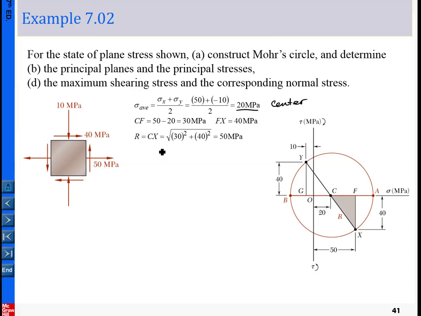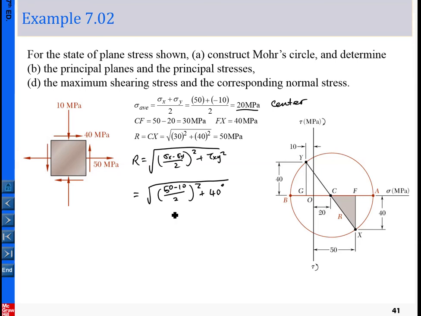And then you can determine the radius, equal to the square root of (sigma x minus sigma y divided by 2) squared plus tau xy squared. This calculation gives you 50 minus 10 divided by 2, squared, plus 40 squared, equal to 50. So this is the radius. With the center and the radius, you build up this circle. For this example, the circle crosses the vertical line, so it occupies 4 quadrants.